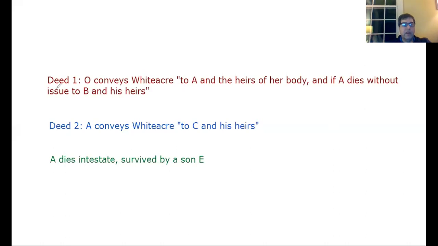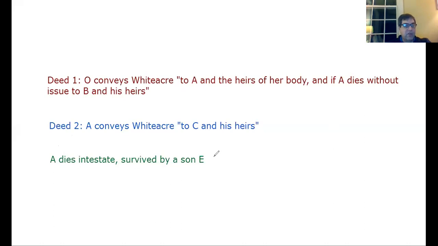So you have the first deed where O conveys Whiteacre to A and the heirs of her body, and if A dies without issue, to B and his heirs. Then you have a second deed in which A conveys Whiteacre to C and his heirs, and then you have A dying intestate, survived by a son E.